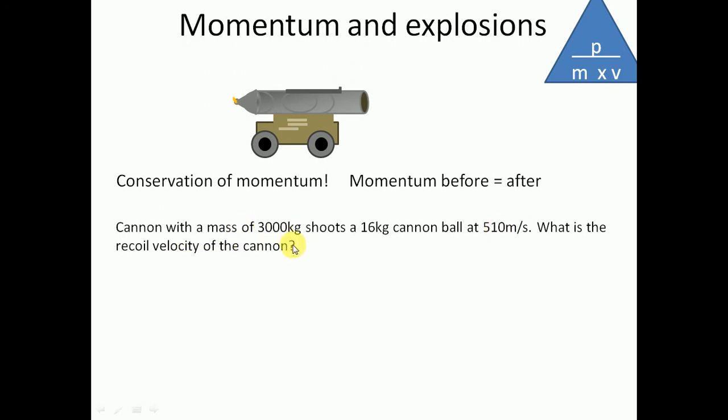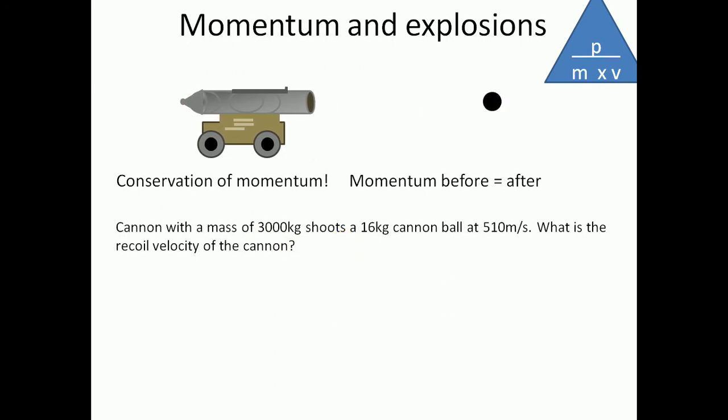So let's have a look. So the cannonball is shot, and we now have motion. So we have the cannonball moving to the right, and the cannon is recoiling to the left.